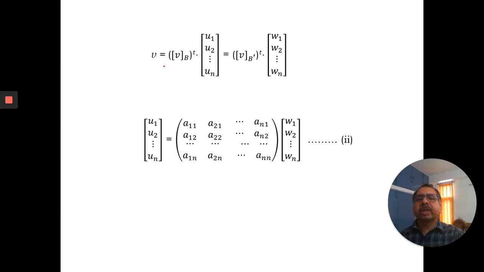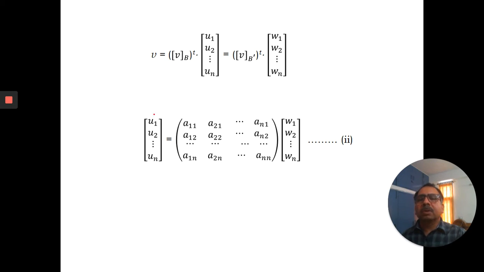So we have equated the coordinates of V with respect to B times the basis, and the coordinates of V with respect to B dash and then the basis B dash. And we have this relation: U1, U2, ..., Un is equal to this matrix times the basis W1, W2, ..., Wn.